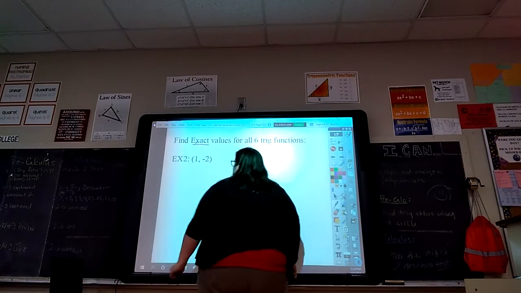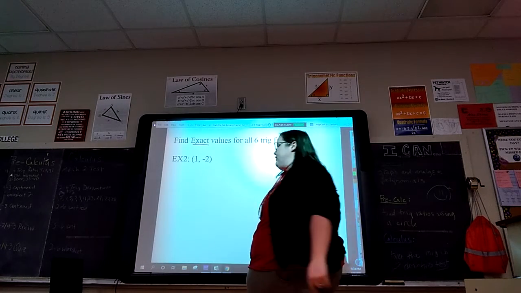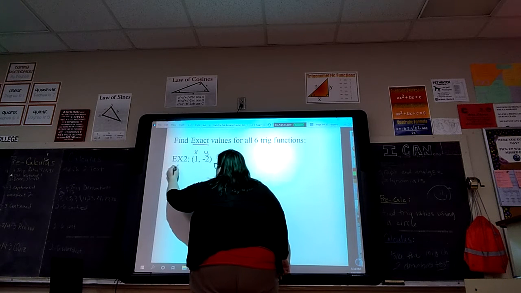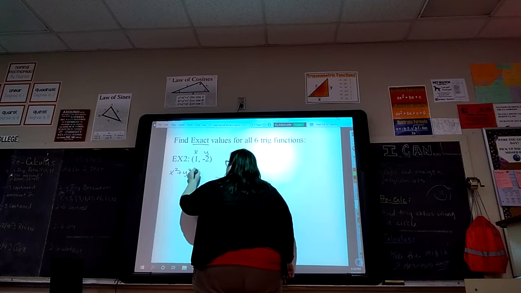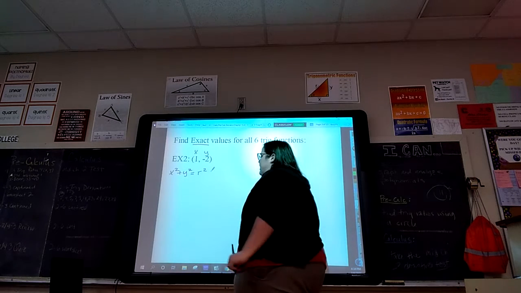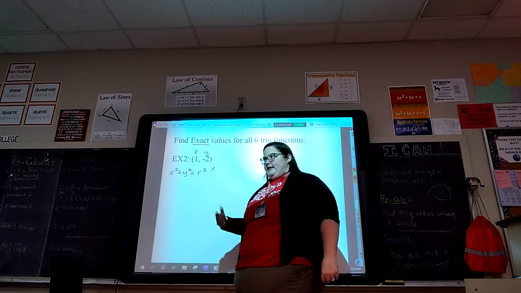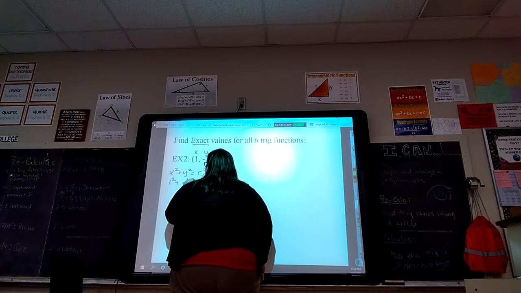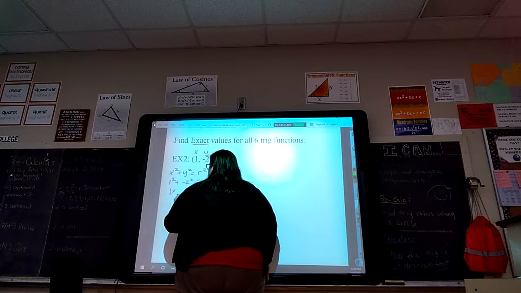So you're finding all exact 6 values of our trig ratios. So we're given an x and a y. So the first thing we need to do is use our reimagined version of the Pythagorean theorem. So we can take x and y and use that to find the radius of the circle. So we have 1 squared plus -2 squared equals r squared. So 1 squared is 1, -2 squared is 4. So then we add those together and we get 5.